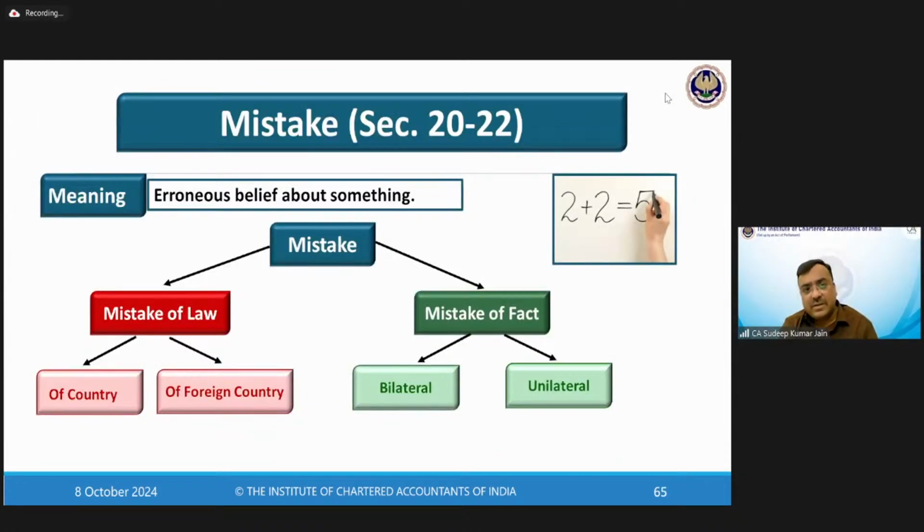Now, mistakes, sections 20, 21, 22. Erroneous belief, गलत विश्वास किसी के ऊपर about something, like 2 plus 2 is equal to 5. A mistake may be of law or mistake of fact; mistake of law of our country, and mistake of law of foreign country. Mistake of fact is classified as bilateral mistake and unilateral mistake. Bilateral mistake means the mistake under which both the parties to the contract are under mistake. In case of unilateral mistake, only one party is mistaken, right?